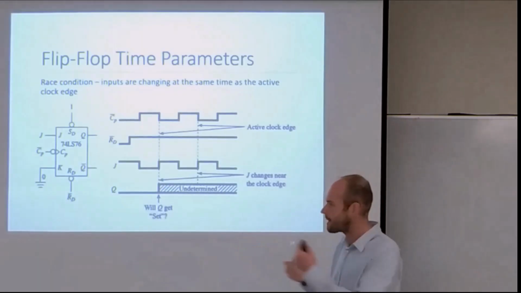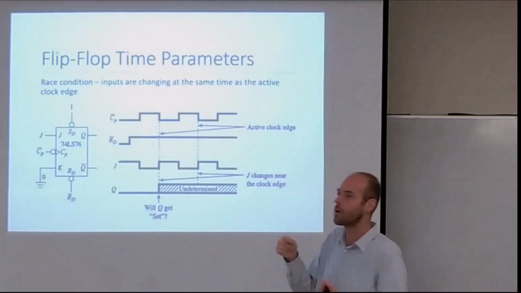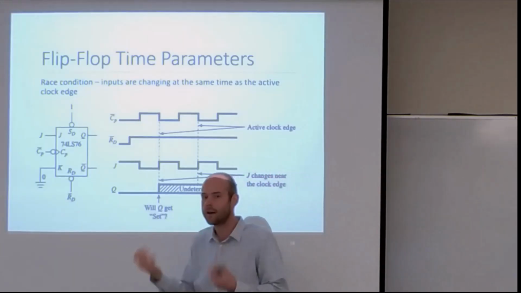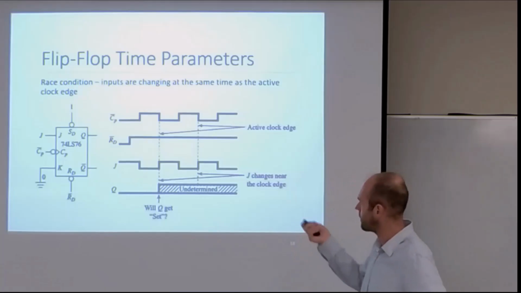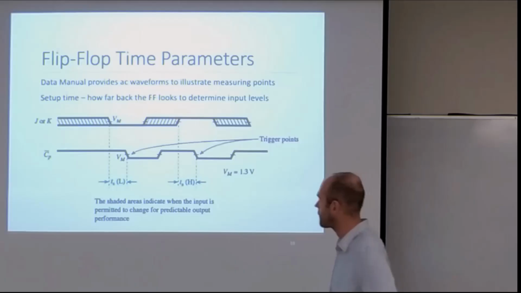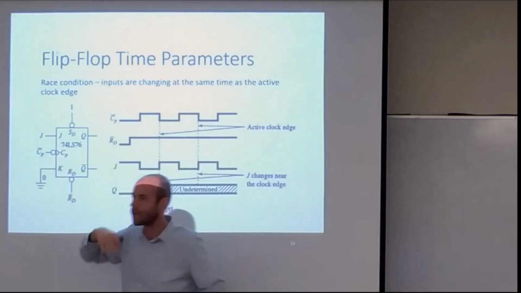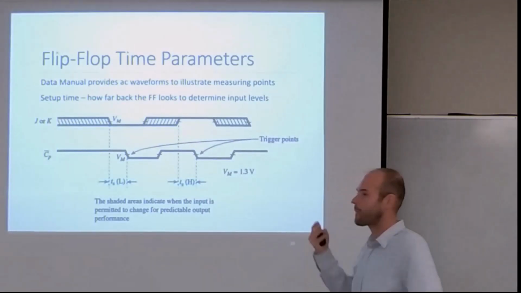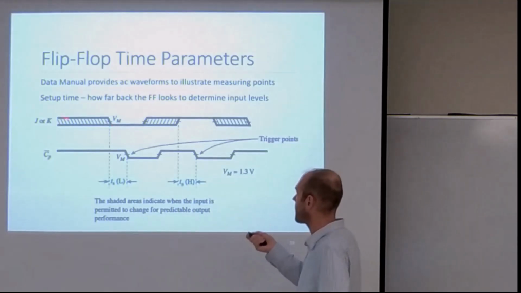Internally, the electrons are racing from point A to point B. The device is racing to switch, but we don't know what that setup actually is, at least not according to the manufacturer's data sheet. So, race condition: changing at the same time as an active clock edge. Active edge could be active high or active low; we're just saying an active edge. And so to prevent that race condition, we have what's known as the setup time.